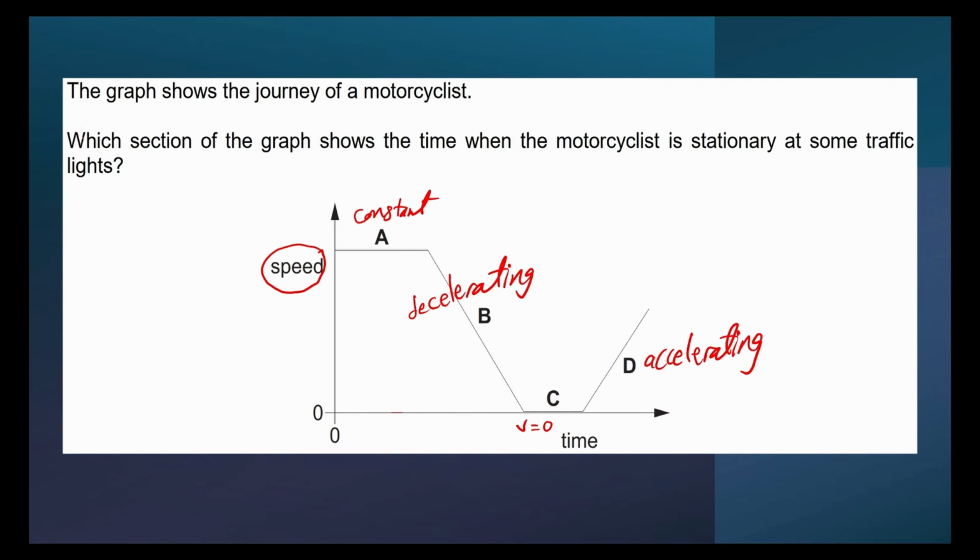The question here is, which section of the graph shows the time when the motorcyclist is stationary at some traffic lights? Stationary means at rest, and at rest means V equals 0. So the correct answer is exactly C.